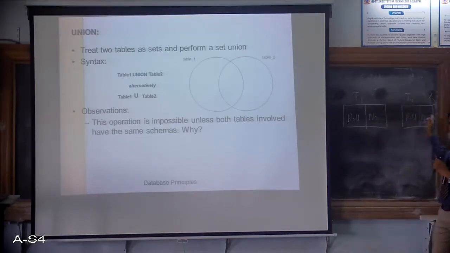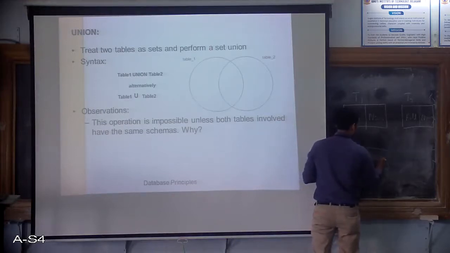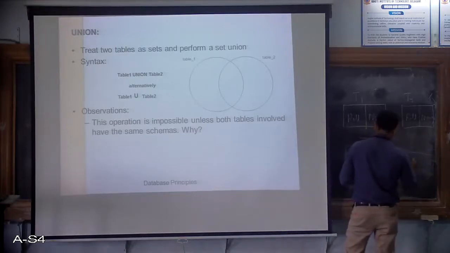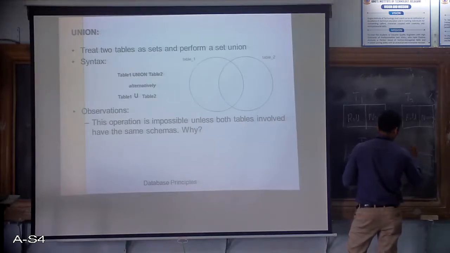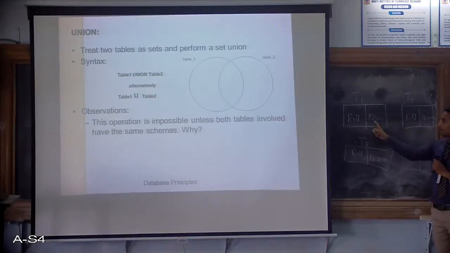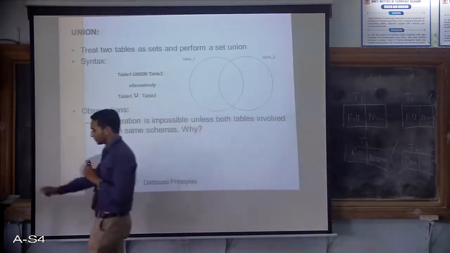Two attributes, same attributes. But if I am having a table like this, roll number, name, I'll say it as T3, and I'm having one more table, department number, D location, T4. Now in this case, we cannot perform a union operation. For union to be performed, both tables should have the same attribute conventions. Okay, please remember this. With the example I can explain.